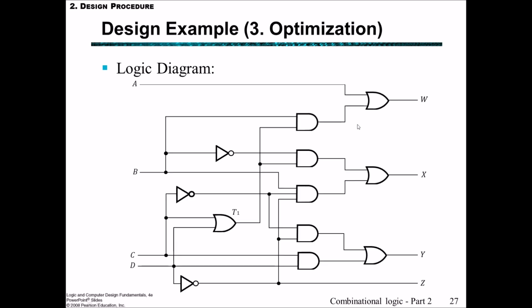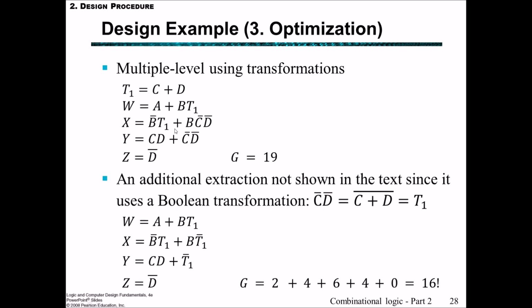And that circuit looks like this, given the inputs of A, B, C, D, the outputs of W, X, Y, and Z, and the inclusion of this T1 being C or D, and that output is used for both W and also X. Here is what we've got so far, with G equaling 19 and the inclusion of T1.